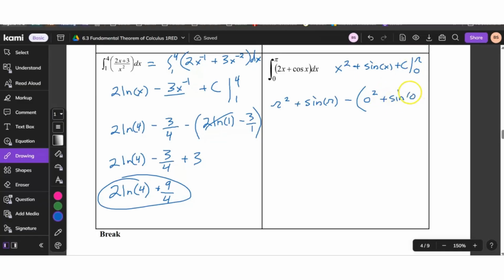Plus sine of 0. Pi squared. What's sine of pi? 0. Minus 0 squared is 0. Plus sine of 0 is 0. Oh yeah, got it. Right. So this is just going to be pi squared.